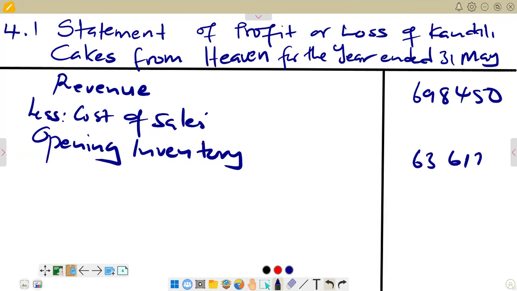670. And after that, you are supposed to add your purchases. So we are saying add purchases. So we can just go there again to the old question and try to see what figure we have for purchases.